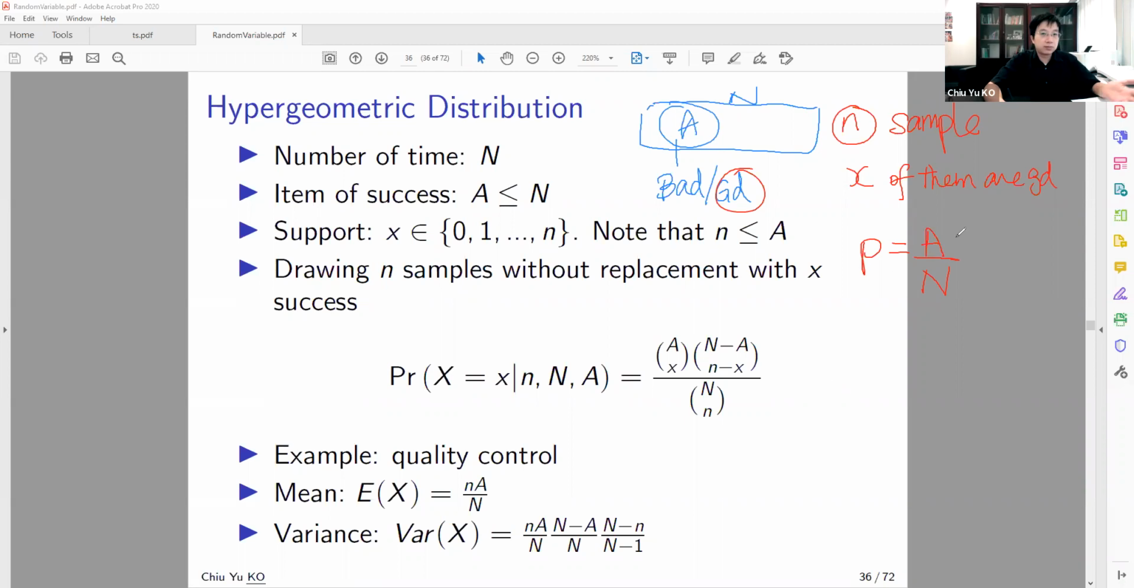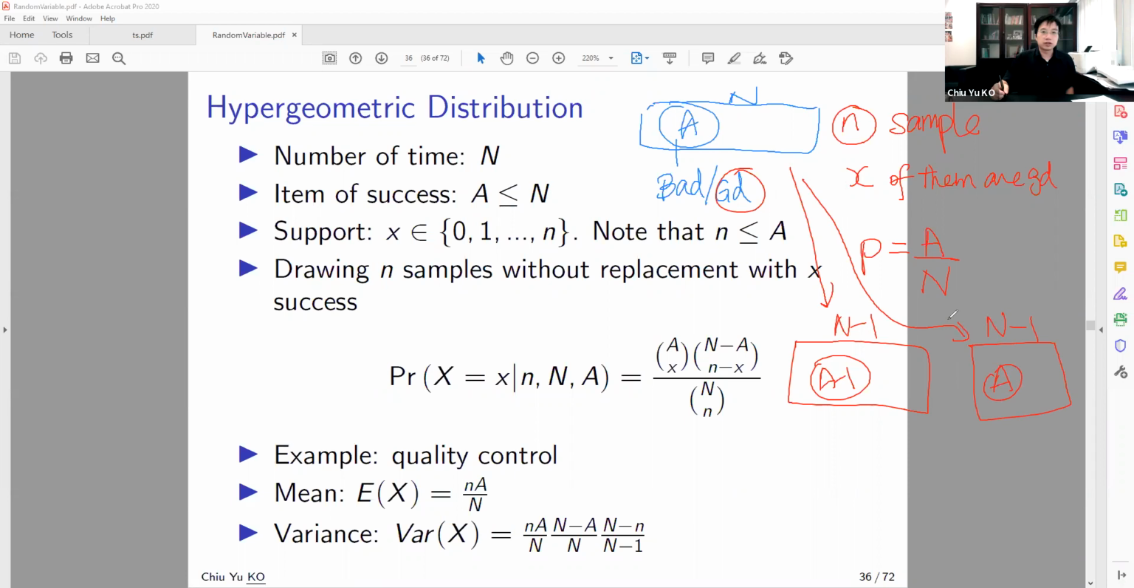Then the probability of the first item being the thing you want is A over N, right? The second one depends on whether you have drawn this thing. If the first time you drew it, then you don't put it back, so it's no longer A. Suppose you drew it, then you have N minus 1 and A minus 1. But if you don't, you become N minus 1 with A. It really depends on whether the sample space becomes here or here, depending on whether you drew it. So that's why it's a rather complicated thing, okay?